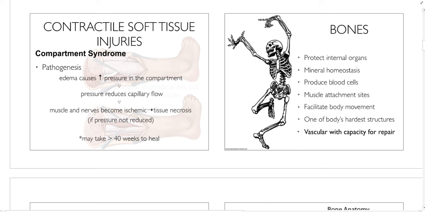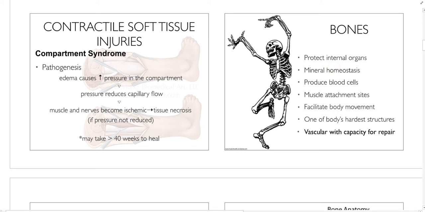So pathogenesis, we have some sort of edema that causes an increase in pressure in that compartment. The pressure reduces capillary blood flow, and we have the muscle and nerves becoming ischemic, leading to tissue necrosis if that pressure is not reduced. And the damage from this can take as long as 40 weeks in total to heal from. It's not something to mess around with.